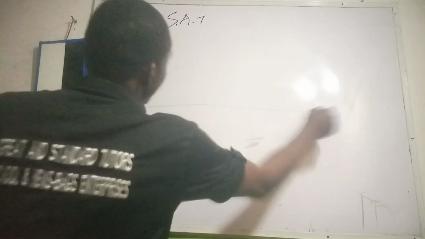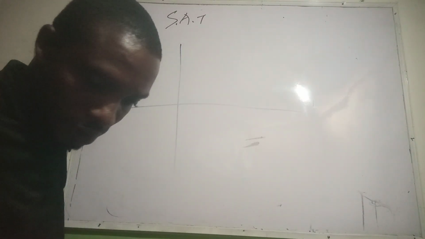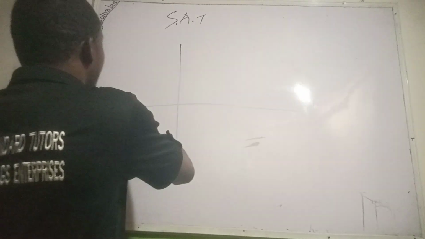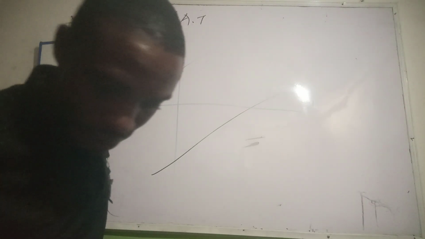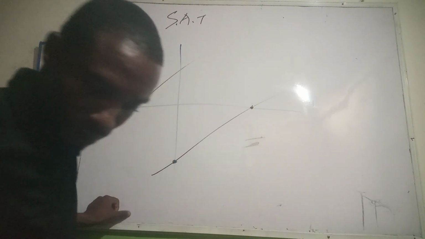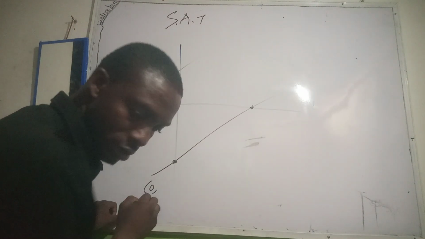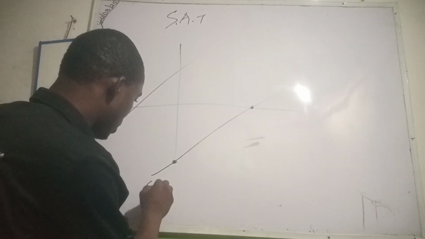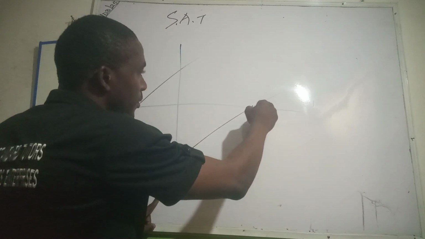We have a straight line like this. We have another line that cuts that straight line. And we have this that cuts this. We also have this that cuts this. We have this, we have this. So we have P.